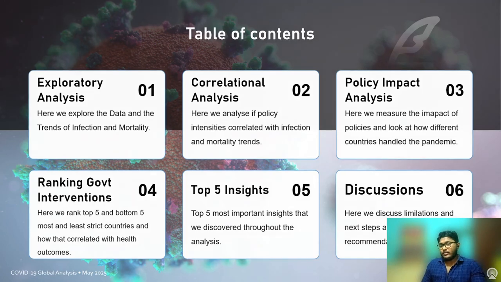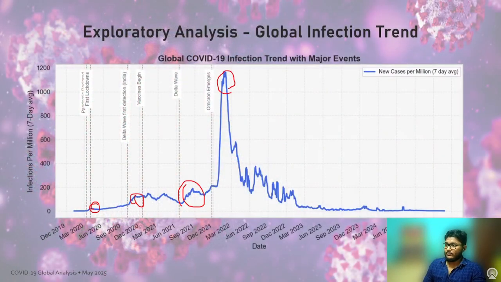Now let's get into the actual analysis. The first plot of the exploratory analysis is the global infection trend. By the way, I should mention the metrics first. On the x-axis you see the date, and on the y-axis you see the infections per million.